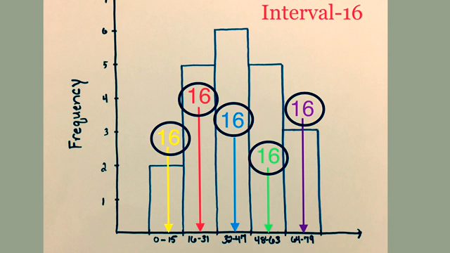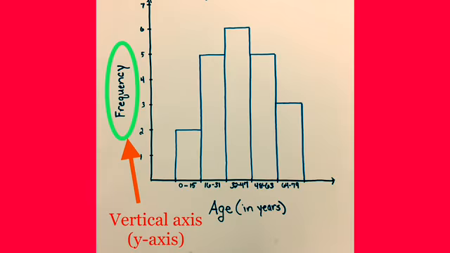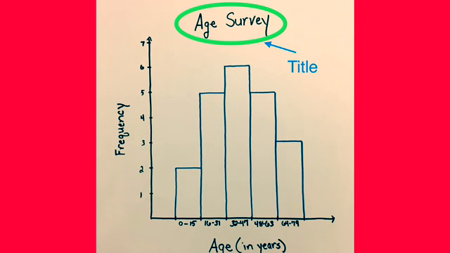The interval used for this histogram is 16 because there are 16 numbers in each bin. For a histogram to be valid and accurate, the interval must be the same for each of the classes or bins. Also, be sure to correctly label your histogram. Here, I have the frequency labeled on the vertical axis. Here, I have labeled my horizontal axis age, and it's represented in years. And the title of my histogram is Age Survey.